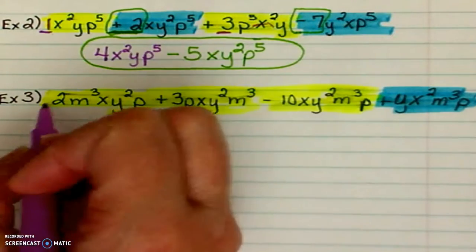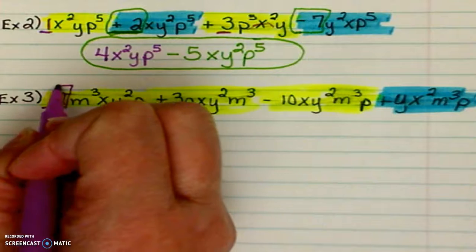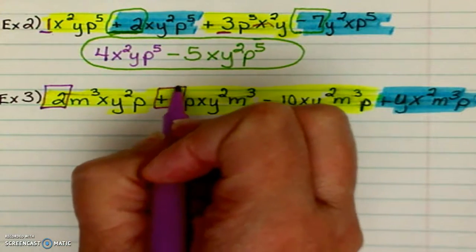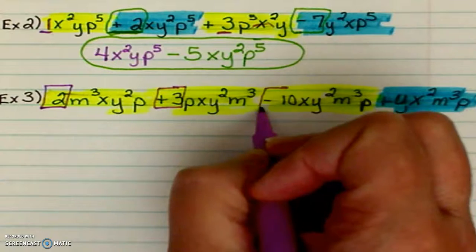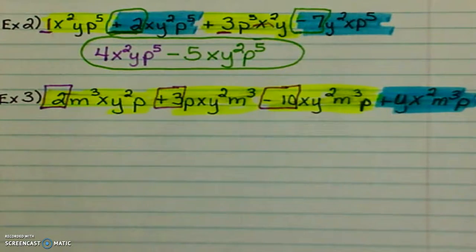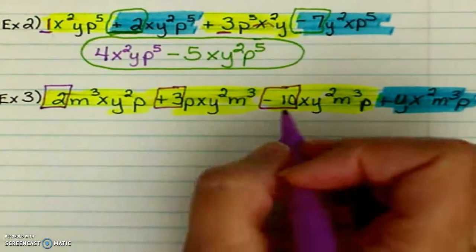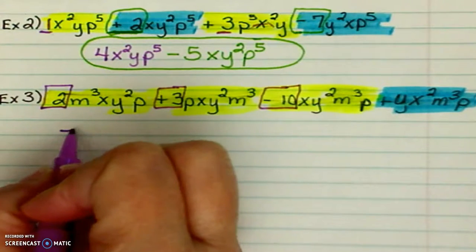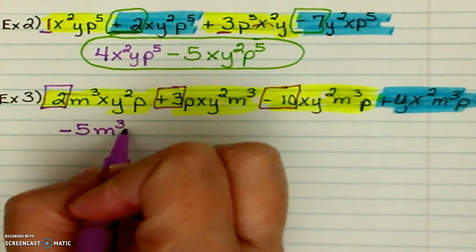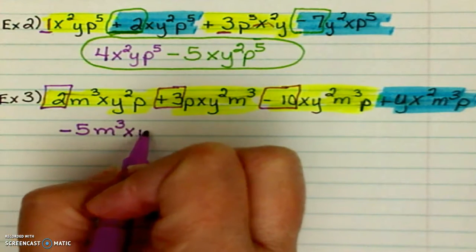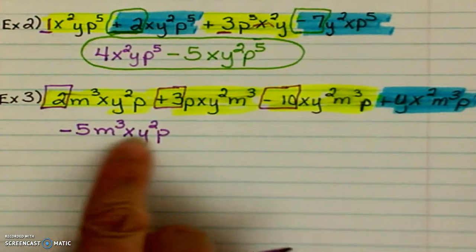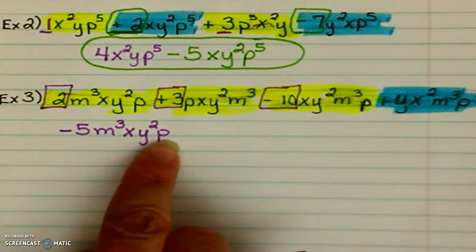So when we add them together, we want to add the coefficients together. So we have 2, +3, and -10. So you want to take 2 plus 3 is 5, and 5 minus 10 is -5. Then you have m cubed, keep that last name the same, x, y squared, p. So this is what we get when we group those yellow terms together.